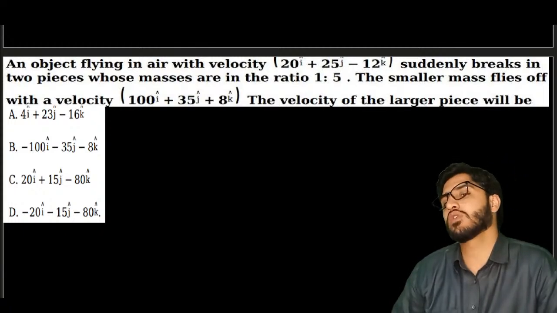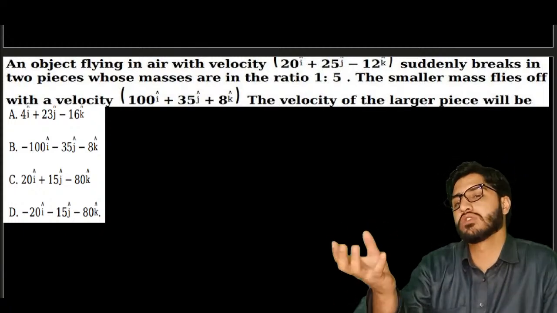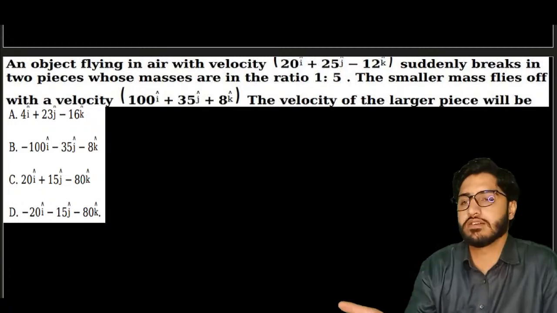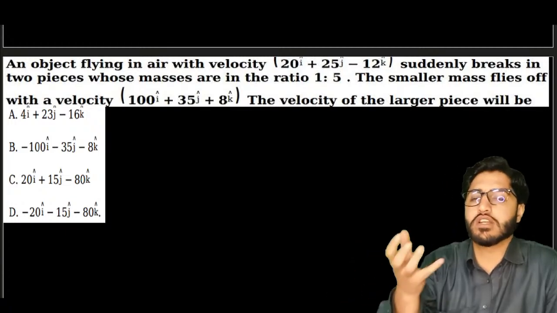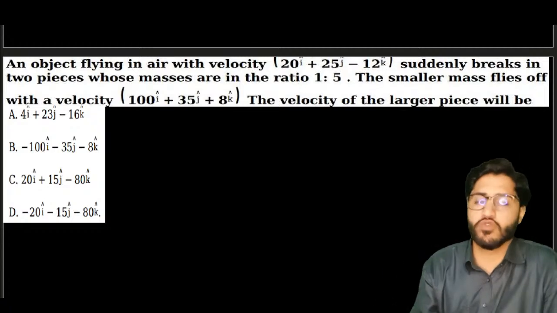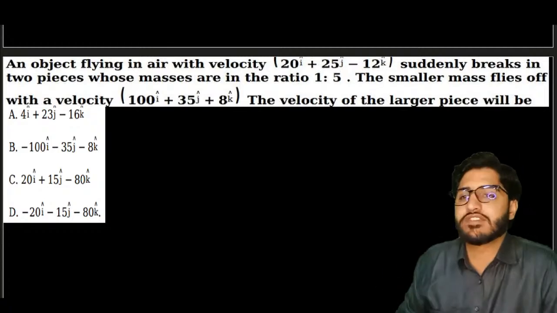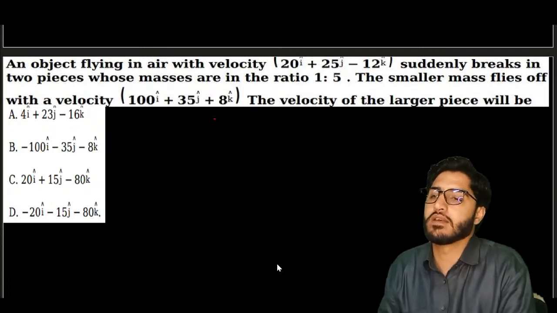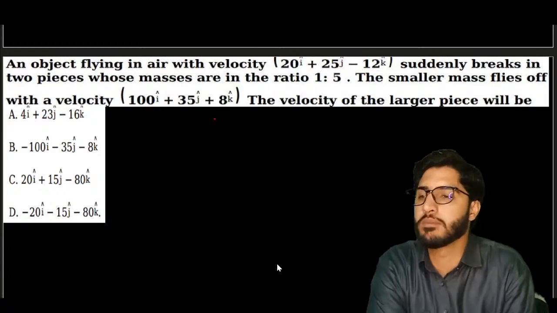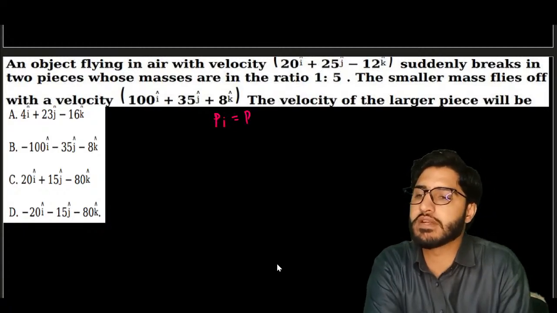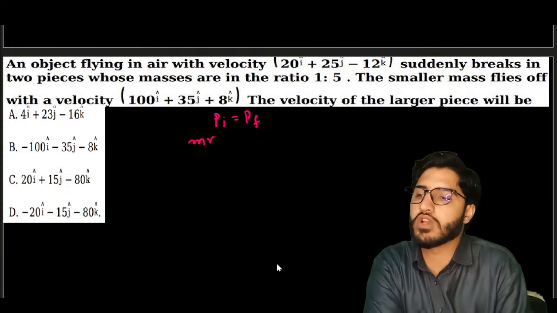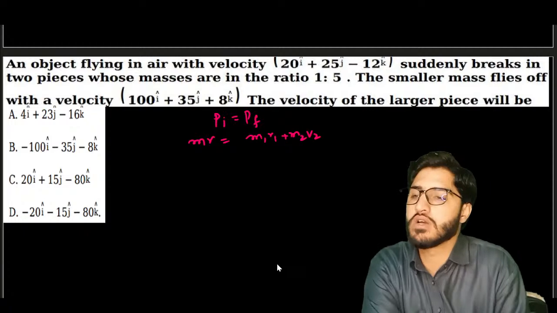Okay, as we know that it just breaks, so there is no external force applied on it. All this breaking is due to the inner forces. So we can apply conservation of momentum. Can I write momentum initial equals momentum final, mass into velocity? So I can write m1 v1 plus m2 v2. What is m1? It will be 6 now.